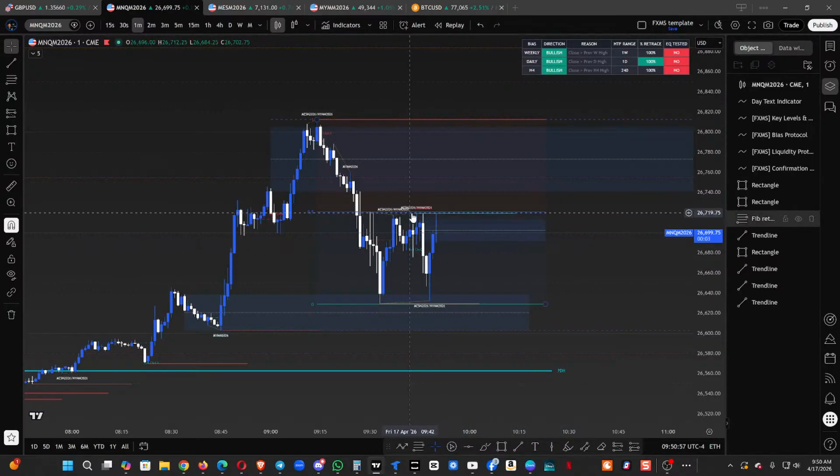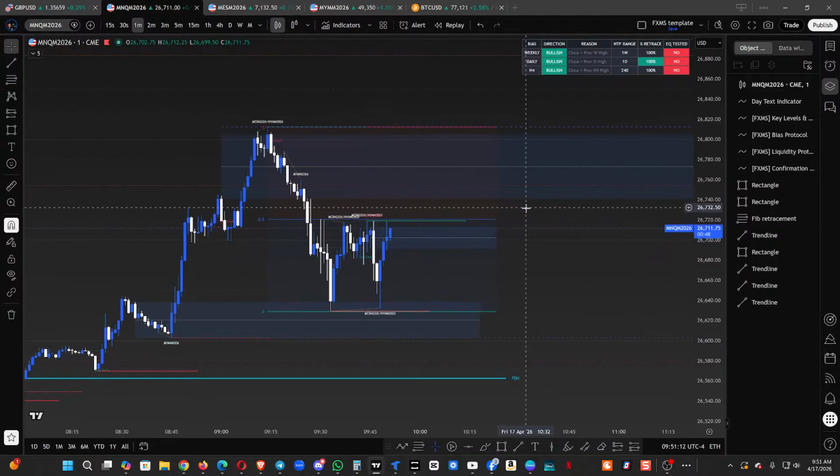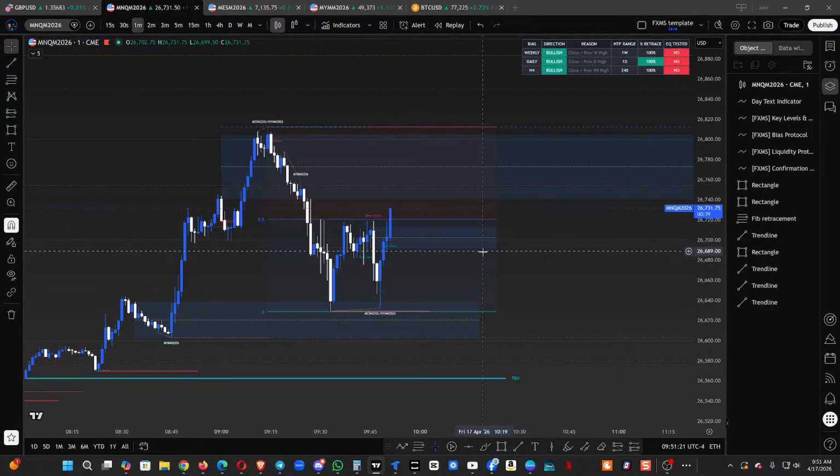Right, that's a good rejection. We almost got there. We didn't. What was this? This was 718.75. Let's see if we do it on this candle here. Here we go. Okay, let's tap into the zone here.